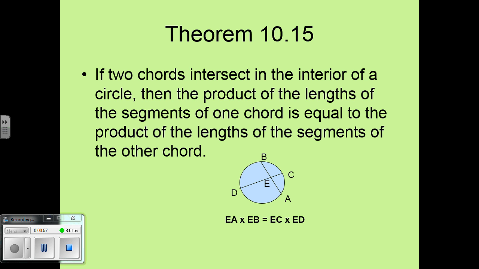All right, so what we're going to do here is take the product of the lengths of the segments of one chord, and that's going to be equal to the product of the lengths of the segments of the other chord. So we see that CD is our one chord and BA is our second chord, and E is the point that they intersect at. So we're going to take BE times EA, and that's equal to CE times ED.